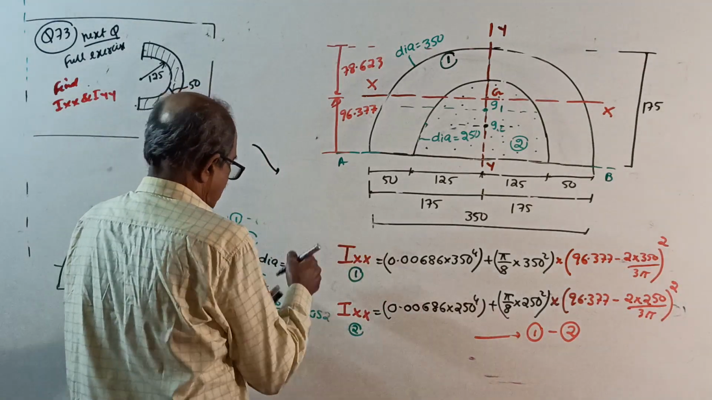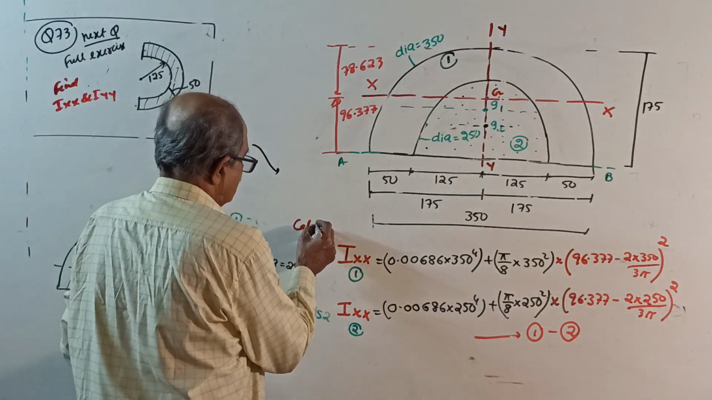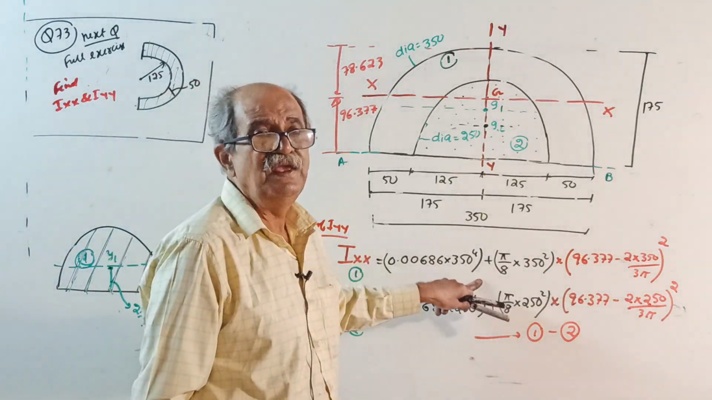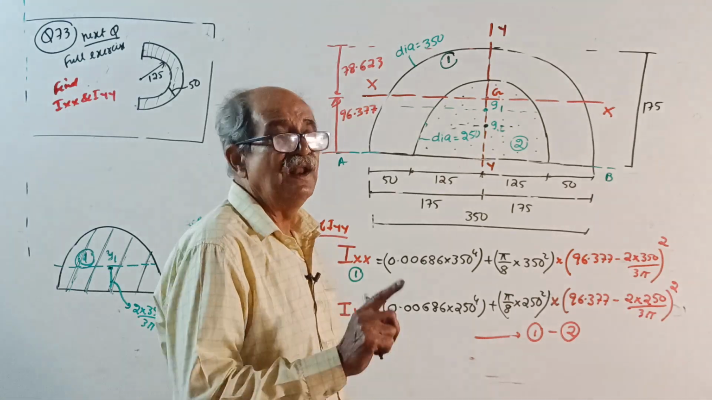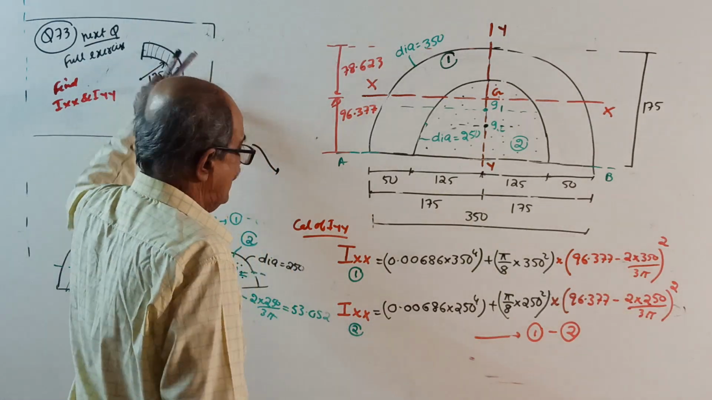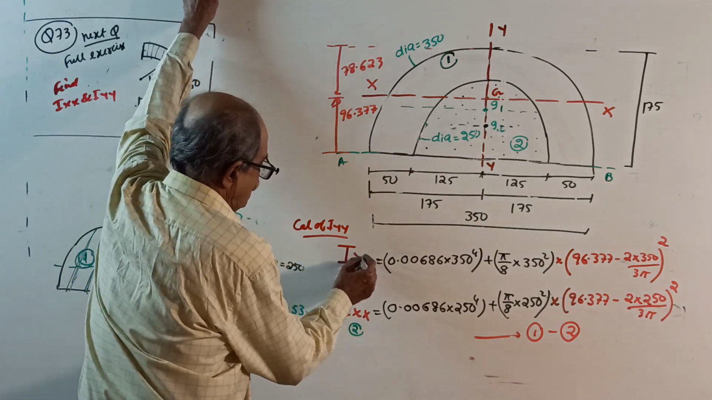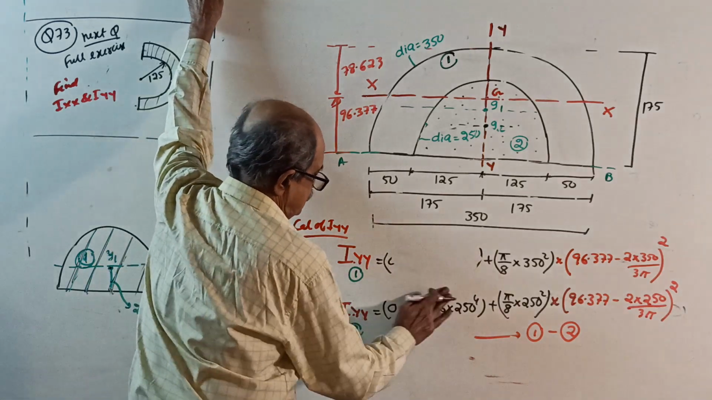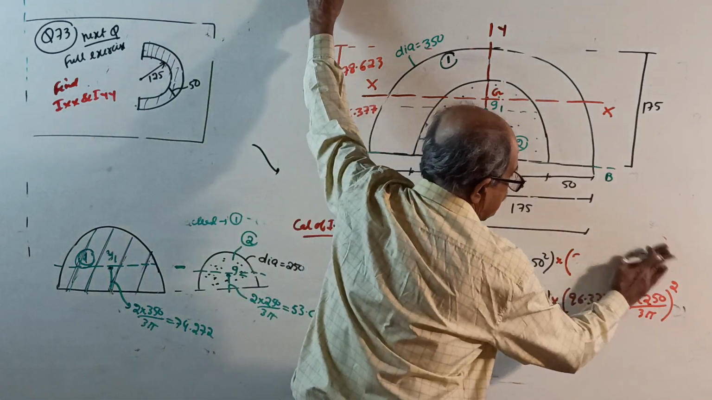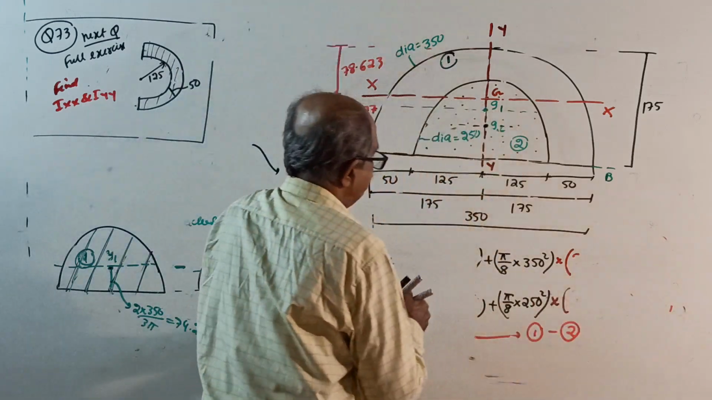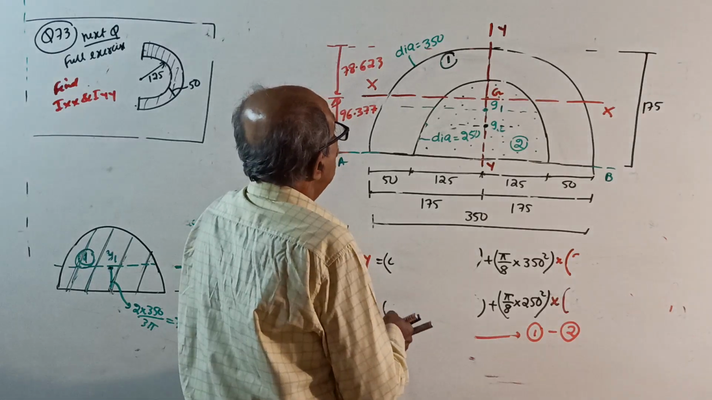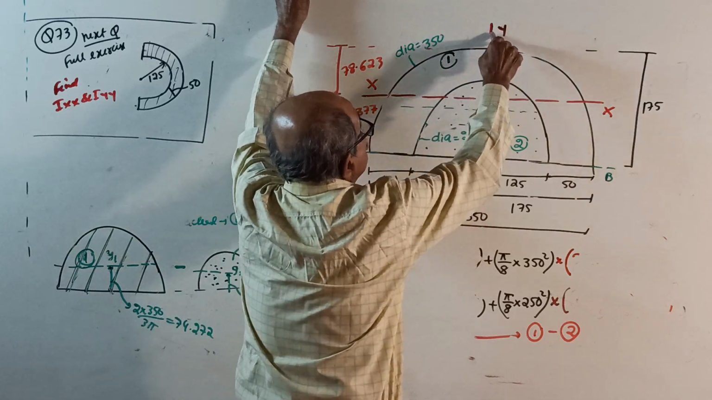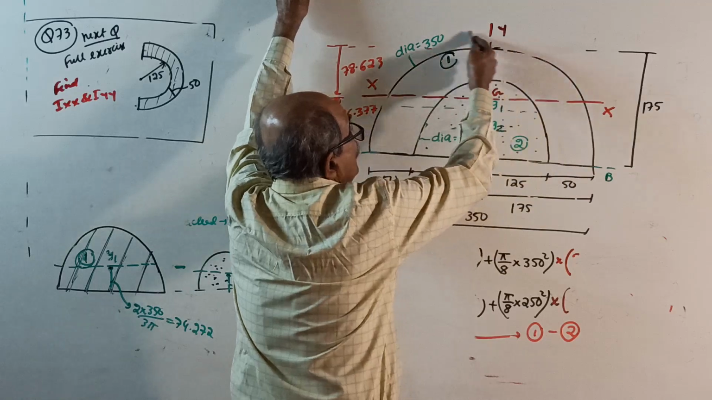Okay, then calculation of Iyy. Next, calculation of Iyy. See, what calculation you got here for Ixx, that calculation will come for Iyy here. Okay, Iyy. I'll change it here now. 1 and 2. Start. Iyy. So first come to G1. This is G2. I about its own centroidal axis for this full semicircle.